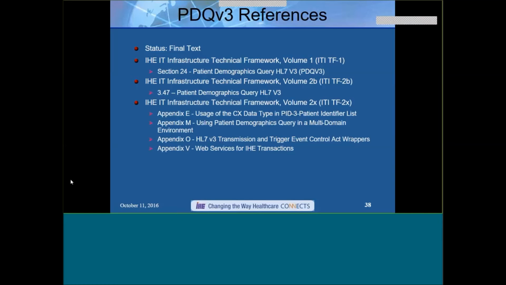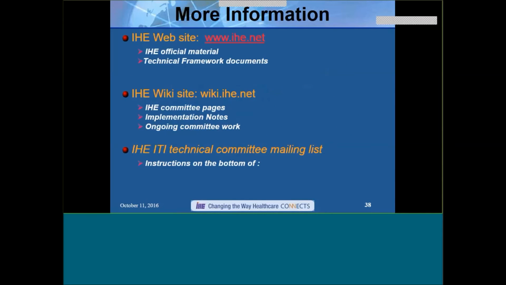And again, we have some references here. PDQ V3 is final text. It is in the ITI technical frameworks, and the upper level use case type stuff is included in section 24 of volume 1. 3.47 in volume 2B is where you'll find all the technical details about the transactions and which demographics data are included and all that kind of stuff. And then we have some related material there as well in the appendices. And that's about all the material I had here.